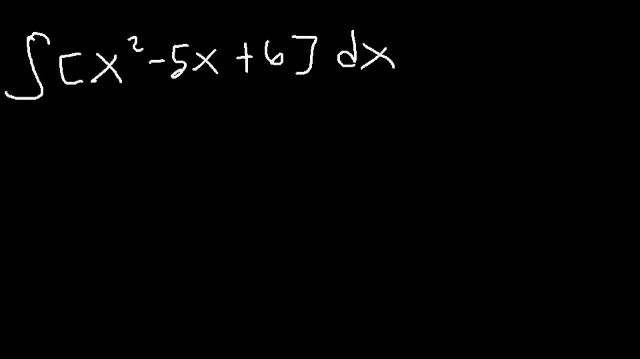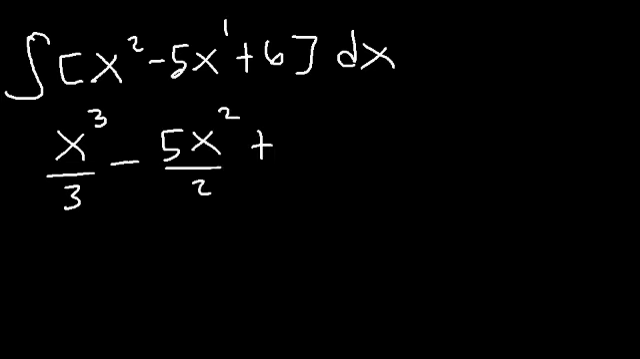What if we have a polynomial function? X squared minus 5x plus 6. So you need to integrate each one separately. The antiderivative of x squared is x to the third divided by 3. And for 5x, it's going to be 5x squared divided by 2. And then if you have a constant, just add a variable to it. So this is the answer. For each of these problems, before I begin, feel free to pause the video and work on it.